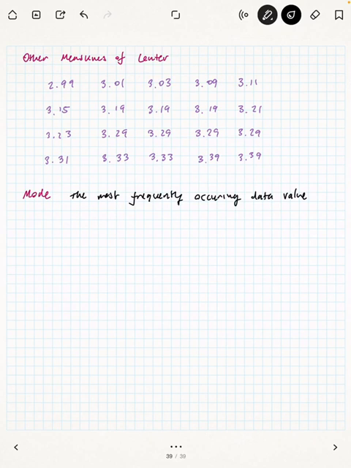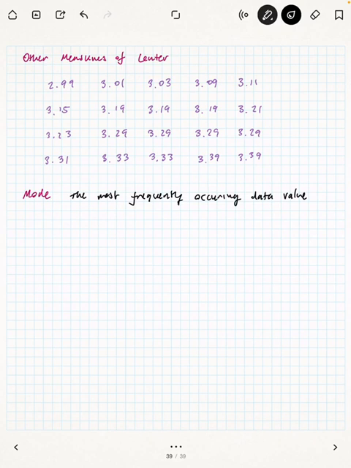With continuous data, you might not get a lot of recurring values. But in this case, we do, just because of the way that gas prices are set. There are a few recurring or more frequent prices that show up. So if we're talking about this data set, what is the mode?